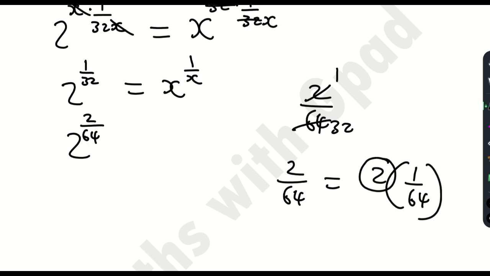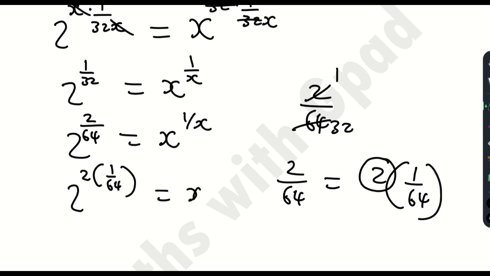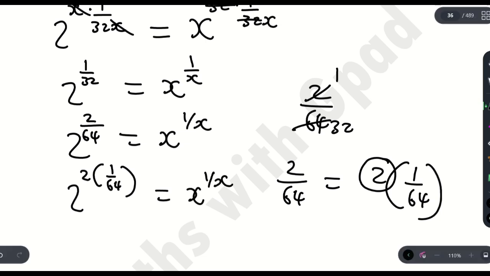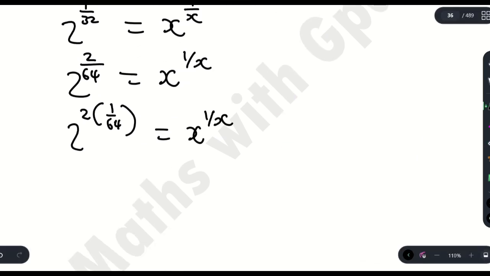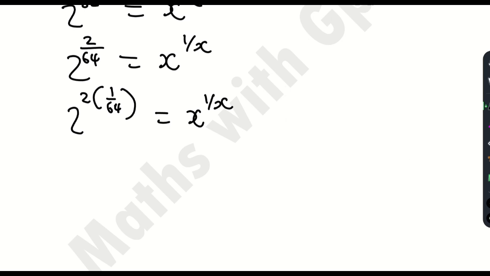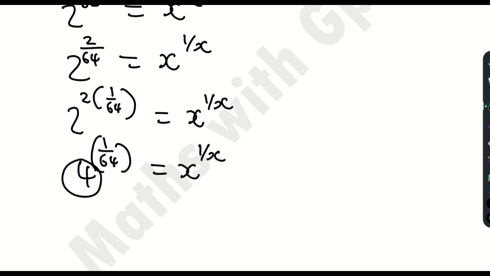Now watch what I'm going to do. I'm going to write x raised to the power 1 over x. This is 2 raised to the power 2 bracket 1 over 64, like I explained earlier, is equal to x raised to the power 1 over x. Now watch this. 2 raised to the power 2 is what? 4. So we have 4, then we have 1 over 64. I think we are getting close to our answer. Again, it's still not the same. This is 4, this is 64.